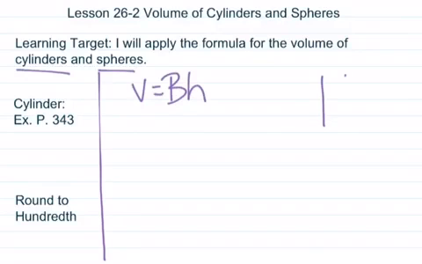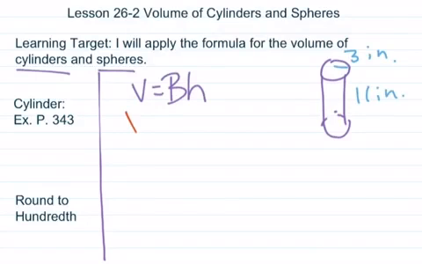We've worked with this formula before with our prisms, rectangular prisms and triangular prisms. Okay, so let's look at our cylinder. We have 11 inches, and then our radius here is 3 inches. Okay, and this example is out of page 343. We are going to find the volume.